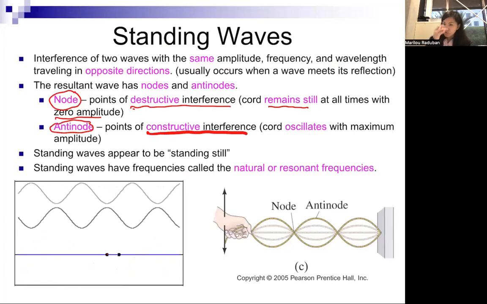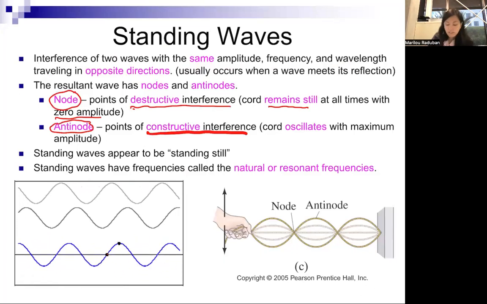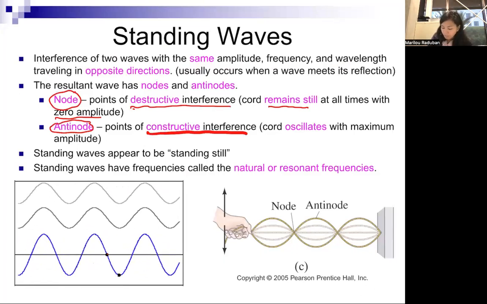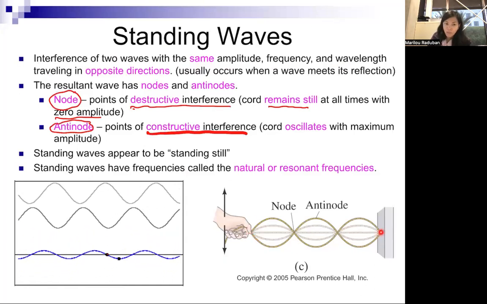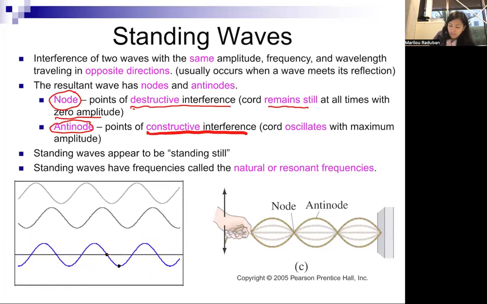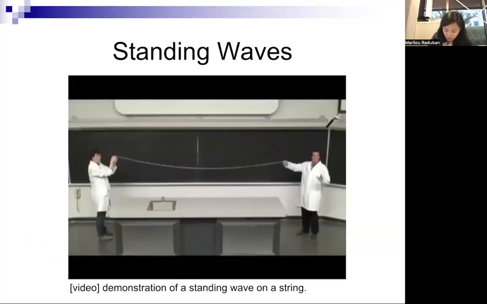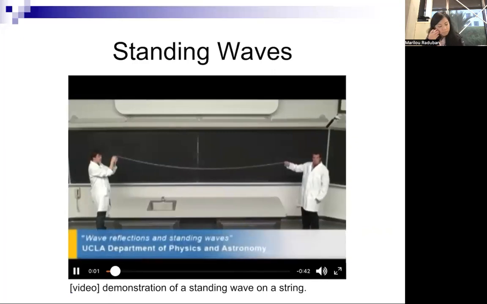A good demonstration for creating standing waves would be vibrating a string whose one end is fixed. This video demonstrates the generation of standing waves. So watch this video. Standing waves are a result of reflection and interference.